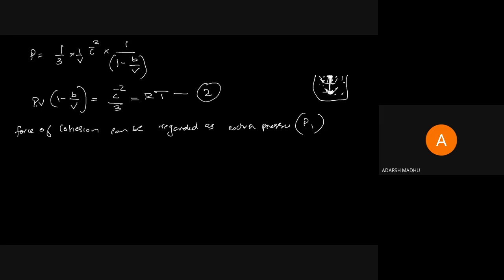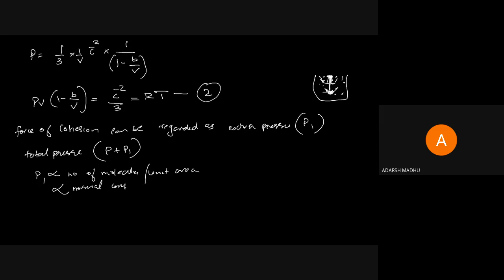The total pressure will be P plus P1, the pressure P plus the extra pressure. So P plus P1. The extra pressure P1 is directly proportional to the number of molecules per unit area. That extra force by cohesion is proportional to the number of molecules per unit area, and also proportional to the normal component of force.